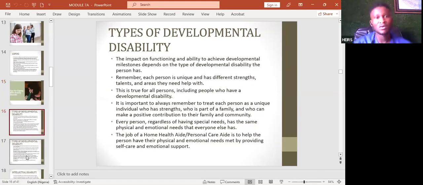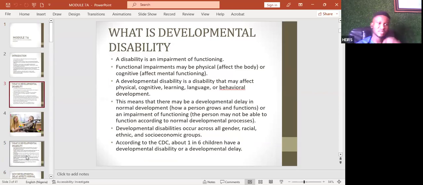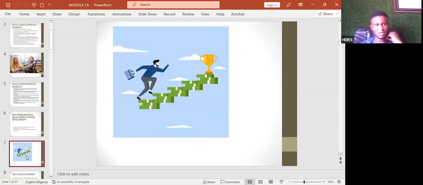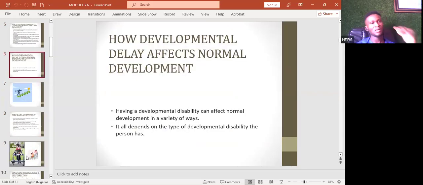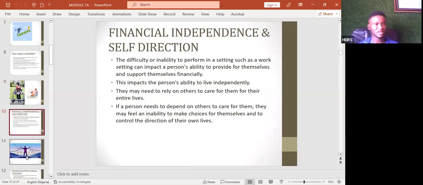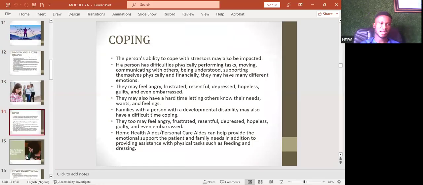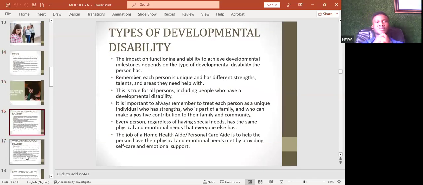Now we are moving to the types of developmental disability. Just a brief brush back from where we started. We started from the definition and gave an introduction. Then we said what developmental disability is, and we talked about how developmental disabilities can affect a person's normal development: self-care and movement, financial independence and self-direction, and communication, social situations and coping. Now we are moving to types of developmental disabilities.